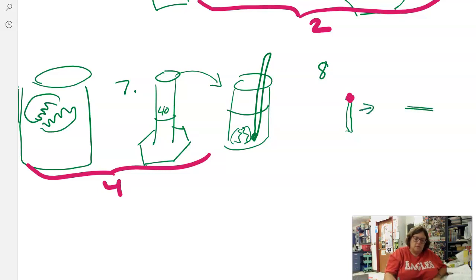I realize some of you may have never lit a match. If you haven't, you get to play with fire. Okay? So you're going to light it, and then you're going to blow it out. Okay?